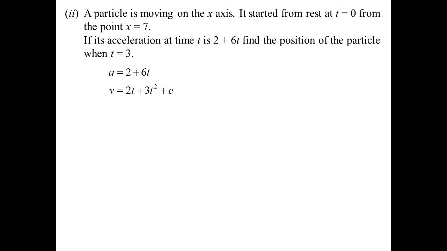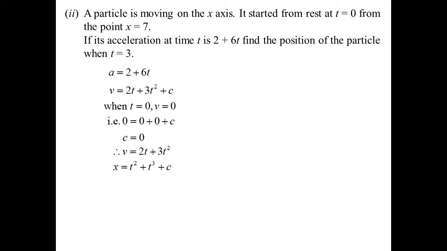So acceleration, 2 plus 6t. Velocity, we would integrate. Don't forget your constant. Now, there should be some information in there that allows me to work out the constant. And it said started from rest. So when t equals 0, velocity is also 0. Sub that in. Our constant in this case is 0. So we would have got away with it if we forgot the constant, but that was just lucky. So v is 2t plus 3t squared.